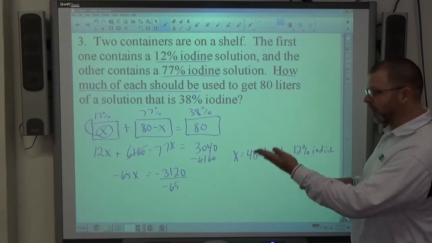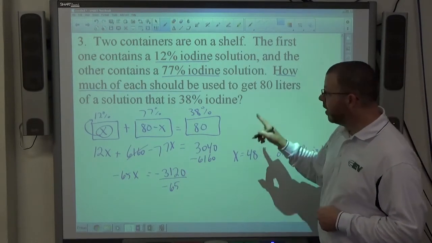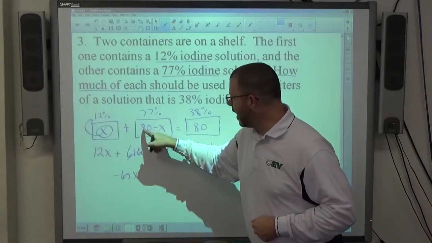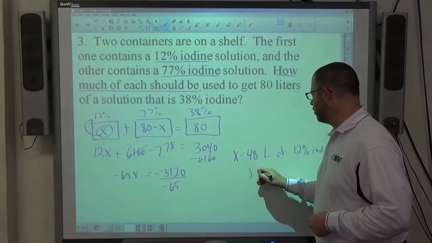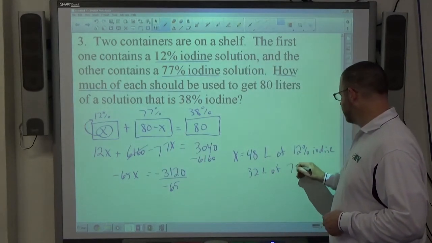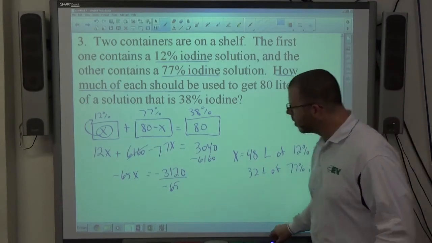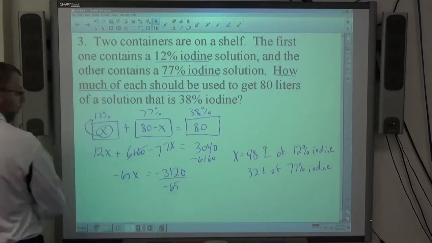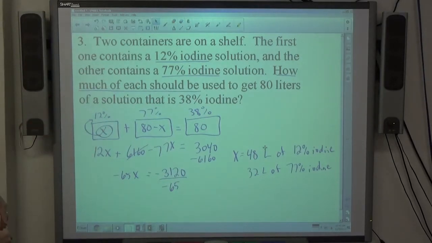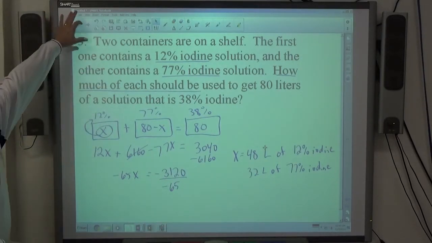How much of each implies we need to know the 77% also. If this is 48, 80 minus 48 makes 32 liters of the 77% iodine. So that would be the answer to that one. I would expect the one on the test to be similar. We're going to get a couple answers like that.